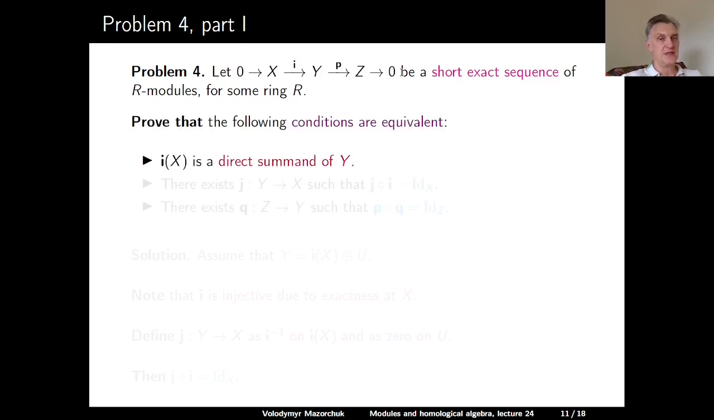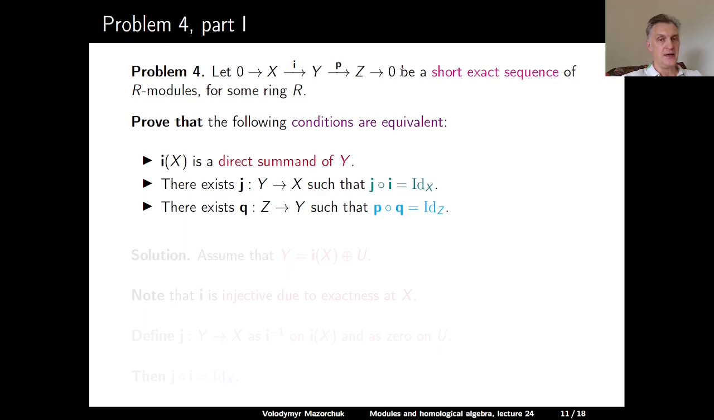I of X is a direct summand of Y. There exists J from Y to X, such that J after I is the identity on X. And there exists Q from Z to Y, such that P after Q is the identity on Z.